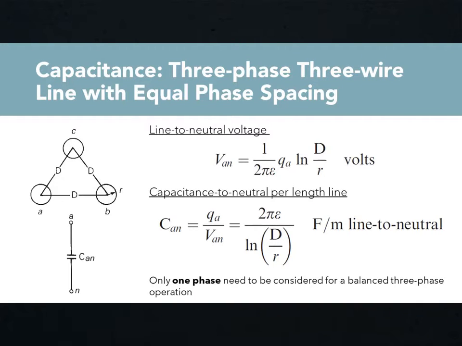Now, we'll have capacitance of three-phase, three-wire line with equal phase spacing. Since this is a three-phase line, we only need one phase for our calculations. The assumption, of course, is that the operation is balanced. Balanced voltages, so we'll have balanced capacitances.